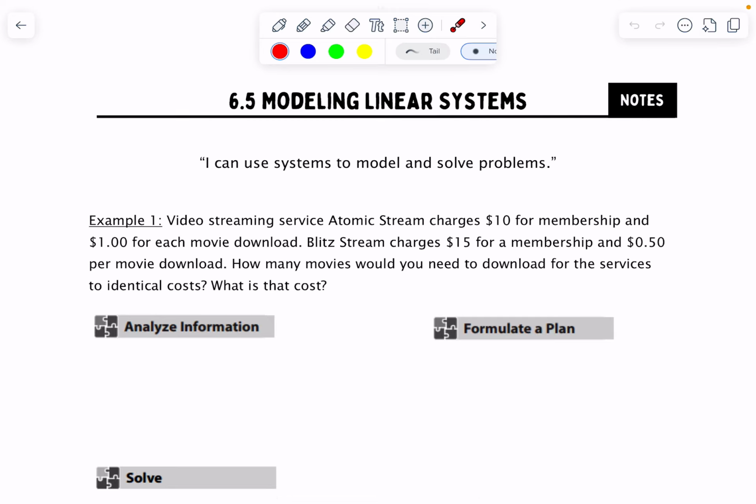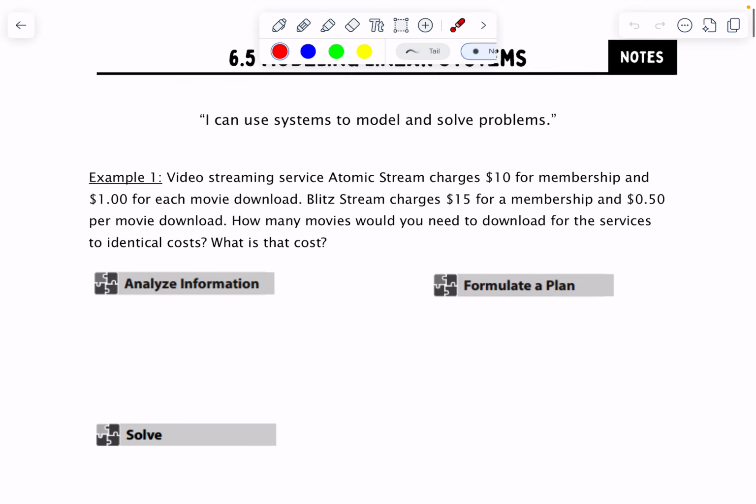Welcome back. In today's lesson, we're going to start talking about application of systems, meaning word problems. How can we model and solve problems using systems of equations? And there are three specific types of problems that systems fall into. So we're going to do three different examples of three different types of modeling.